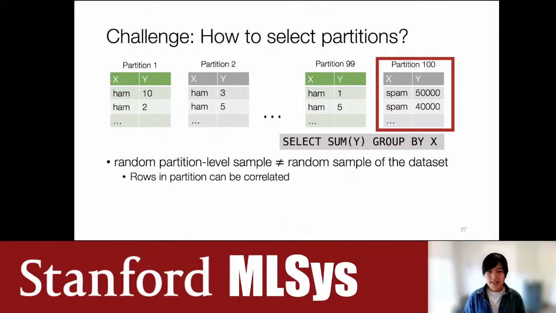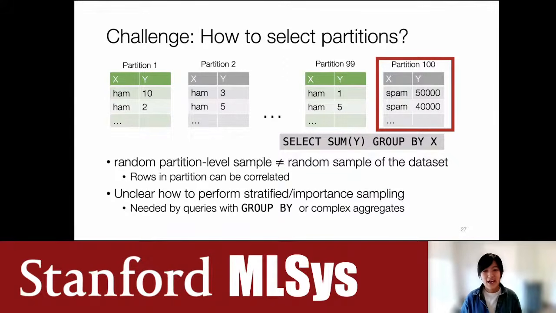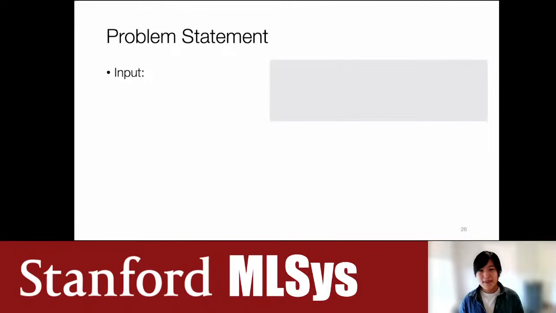And we know from experience working with row-level samples that having stratified or importance-type sampling can be important for query accuracy, especially for more complex queries with group bys and aggregates. But it is not known how to do this on a partition level. So this is the problem that we're trying to address in this work.